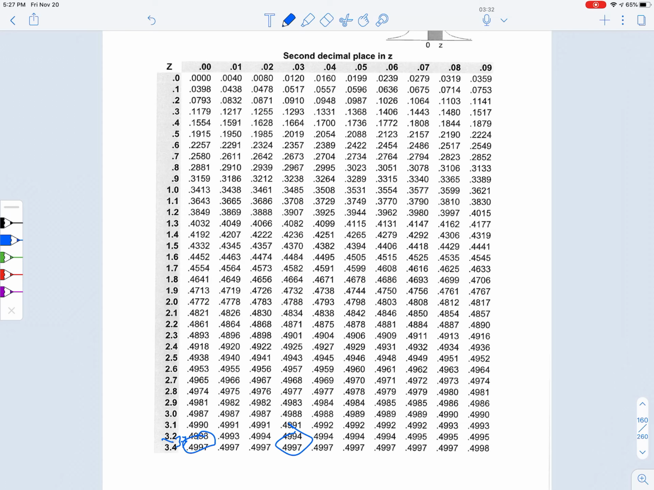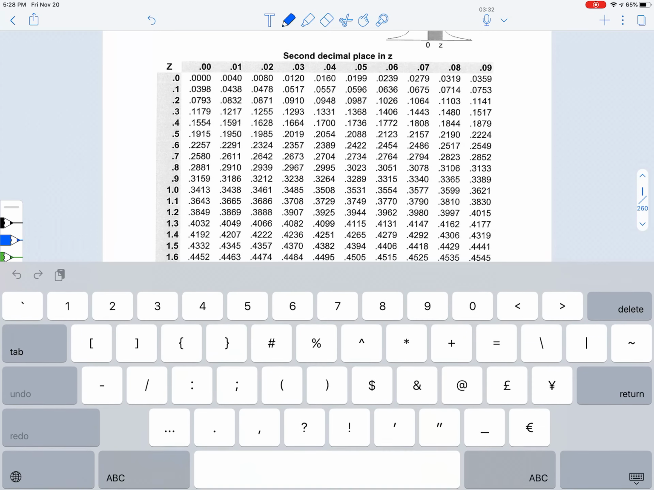0.4995, let's say. I wonder what happened to that line there. Must have disappeared. Should be a 3.33, so that's just an error that we have here. So we'll just have to interpolate there. It's actually 0.4996. So let's go back to where we were.